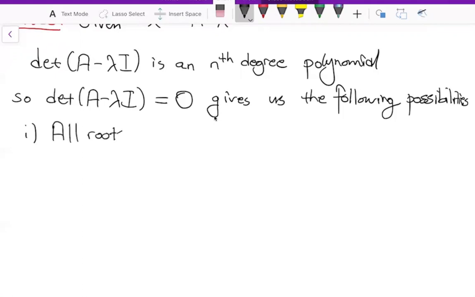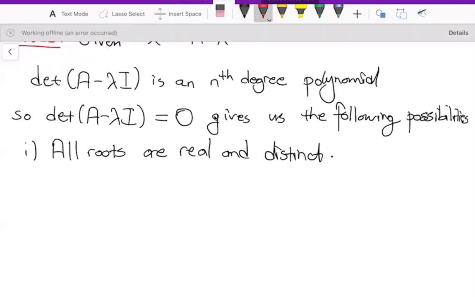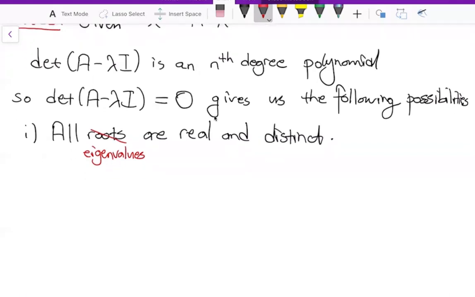All roots are real and distinct. So that means all eigenvalues are real and distinct. In this case, how many eigenvalues do you have? Since it's an nth degree polynomial, you can have at most n eigenvalues because you are finding roots. We have at most n many distinct roots.